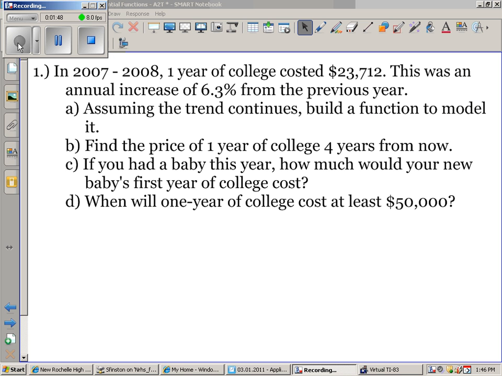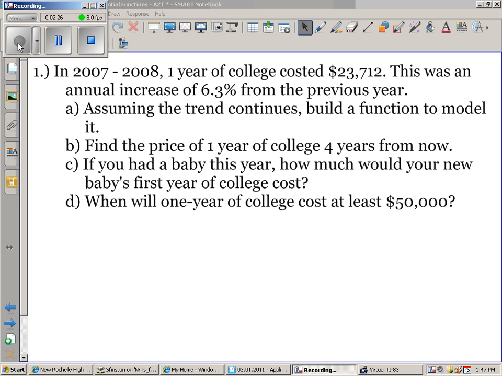Here's the problem we're going to study for today. These are very real numbers. I didn't make them up. I wanted to show you what happens if you don't take college seriously, the amount of money you'd be throwing away, and the cost of an education. In 2007, 2008, true story, 1 year of college cost $23,712. You guys, that's about the same time period at which you guys entered into this high school, right? This was an annual increase of 6.3% from the previous year.